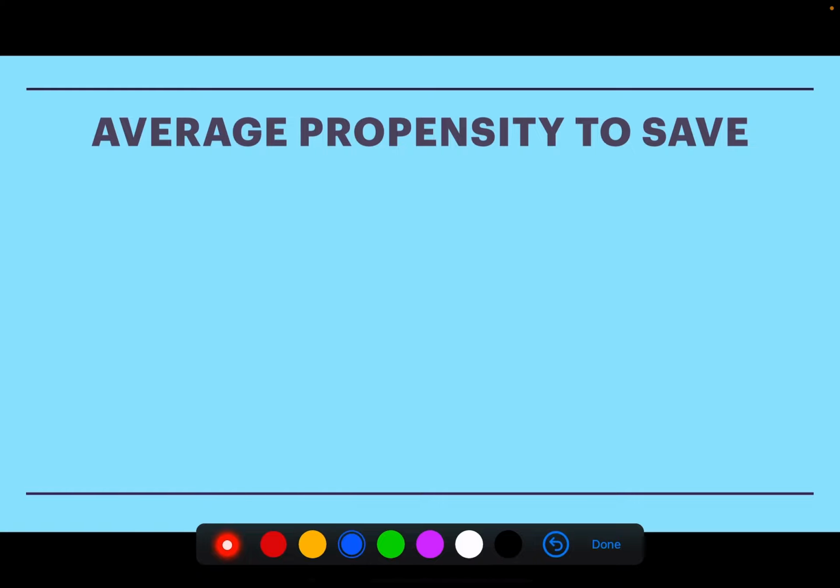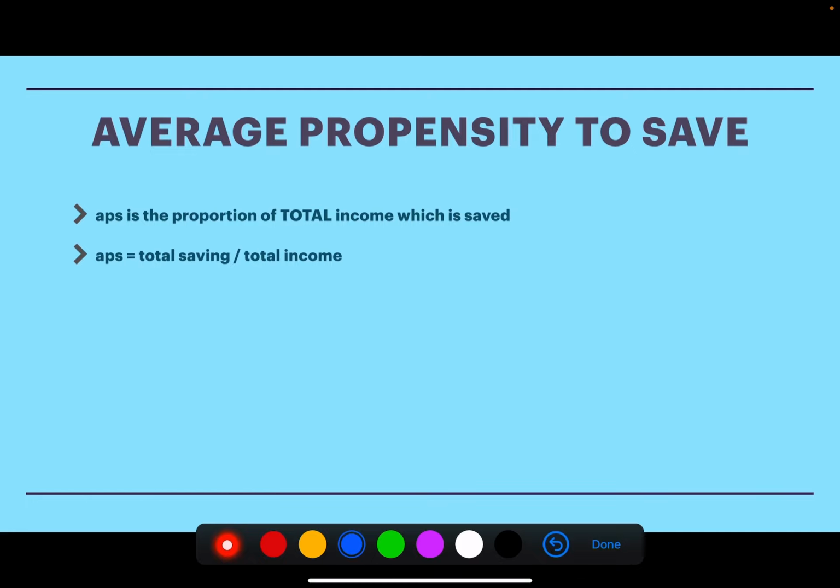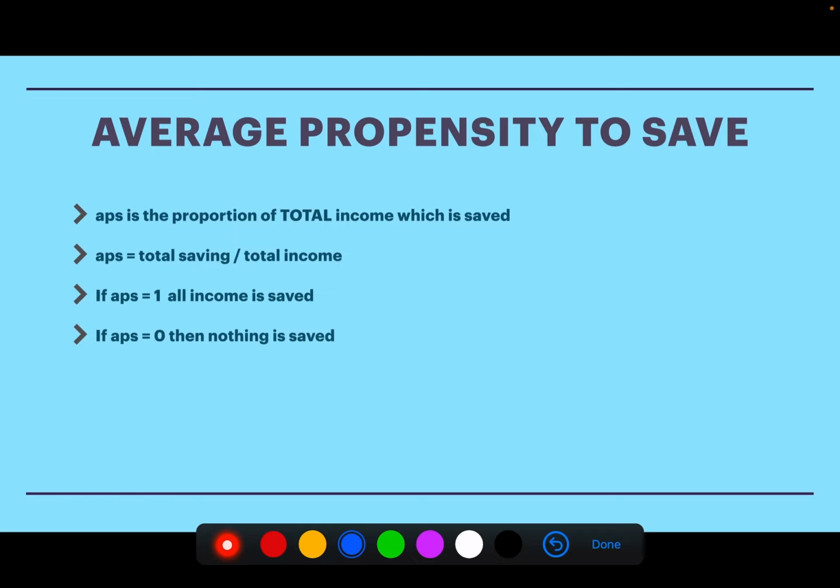Then average propensity to save, you can probably guess what's coming next. So it's the proportion of total income which is saved. And there's your formula, total saving over total income. Average propensity to save of 1, that means everything that you receive, you save. Not many people are going to be in that position. And if it's 0, then that means you don't save anything. So think about total saving is 0, total income might be 100. 0 over 100 gives you 0. So average propensity to save of 0 means that you're saving nothing.